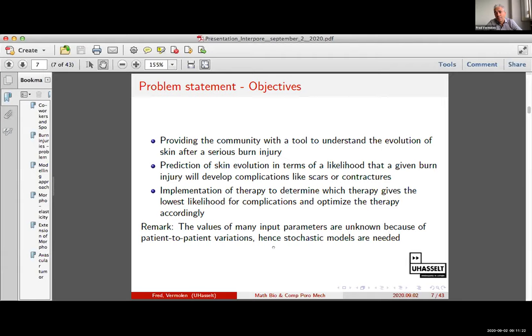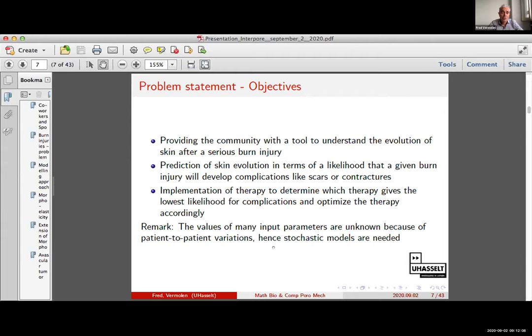Well, if I carry out one simulation only, then this would only mean that I model only one scenario. However, there is a big problem, and that is that the values of many of the input parameters are unknown. This is because of patient-to-patient variations. You might realize that the stiffness of skin depends on the age of the patient, for instance. But it also depends on the genetic pattern of the patient, or even on the gender of the patient. It depends on very many things, the lifestyle, and so on. So there's a lot of patient-to-patient variation, which also means that there is a lot of uncertainty in these parameters.